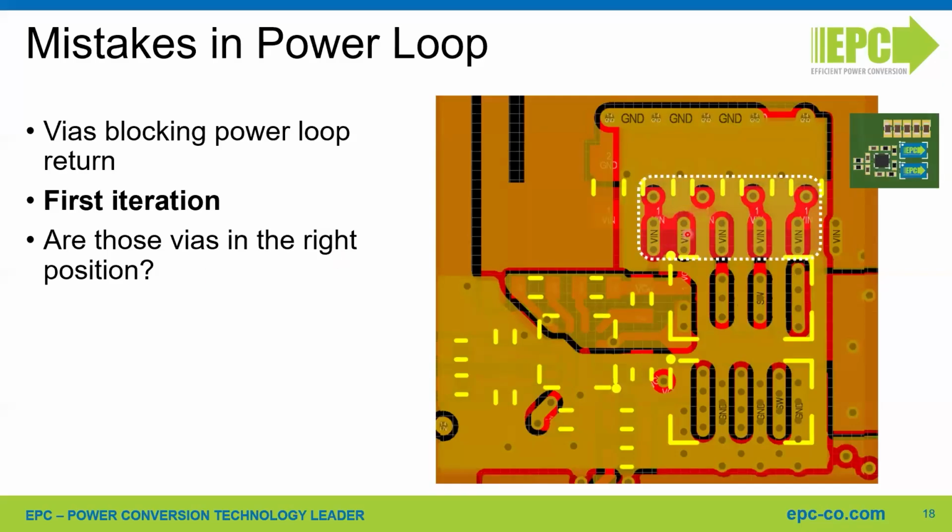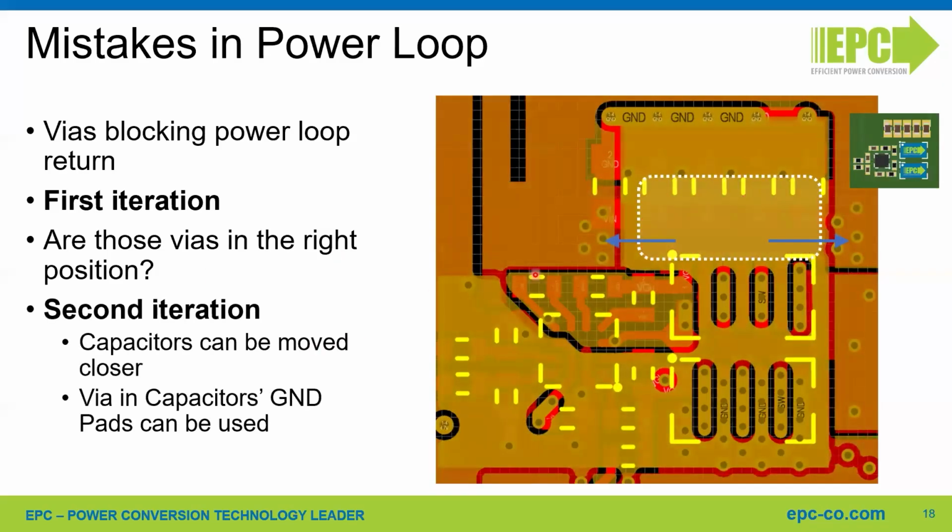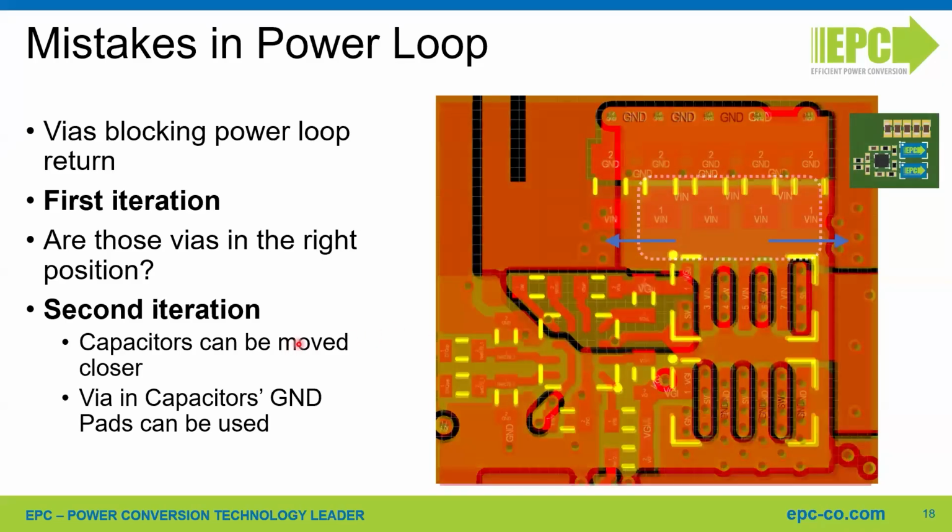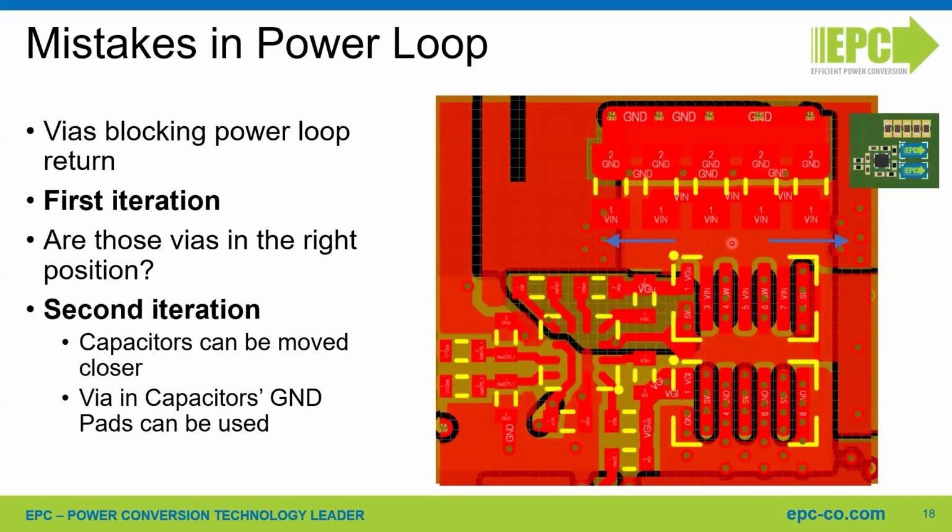But those vias, they are not required to be here. They can be placed on the sides to keep the return polygon less interrupted. And also the bypass capacitors can, in this case, be moved closer to the FETs, together with their return, their ground vias, and this is shortening the overall length of the circuit. And this is the final result. Actually, those capacitors can be moved farther down.